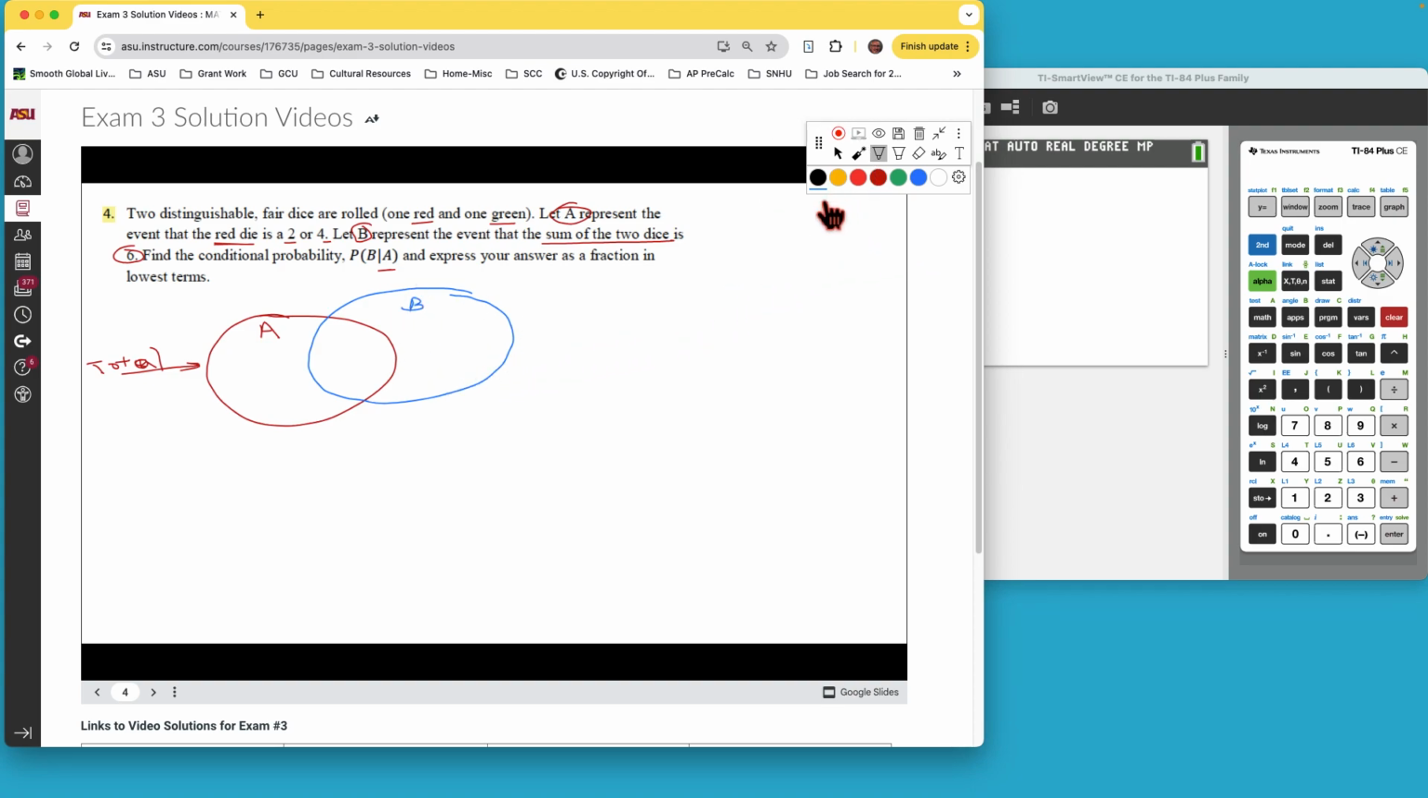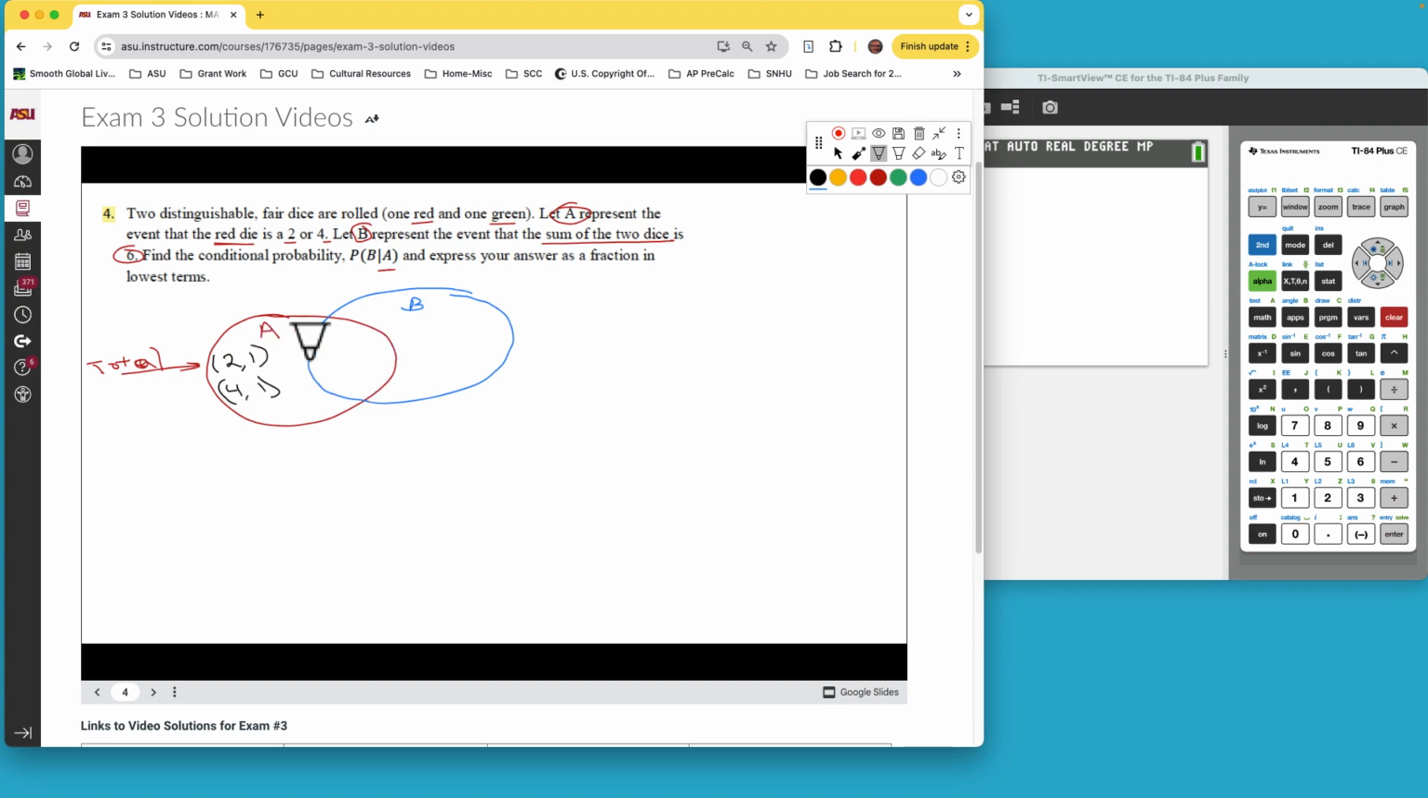So let's see if we can fill this in. A is we got a 2 or a 4. So we could have rolled a 2 and a 1. That would not give us a 6, right? My ordered pair is that the first number will be the red die, the second the green. We could have gotten a 4 and a 1. So there are a lot of different things we could have gotten that would give us an A, the first die being rolled.